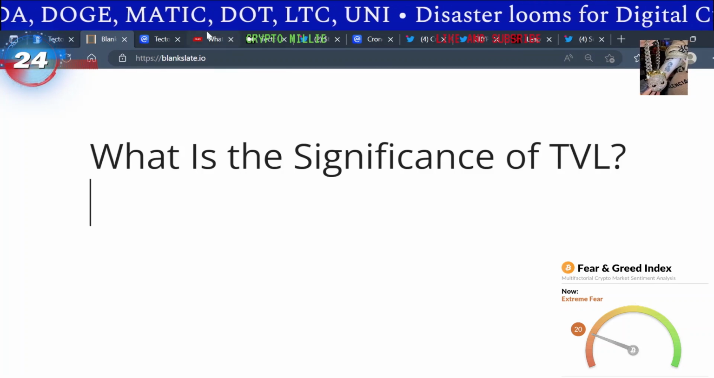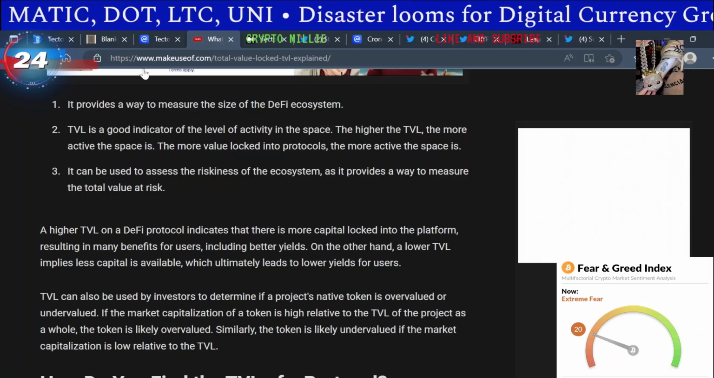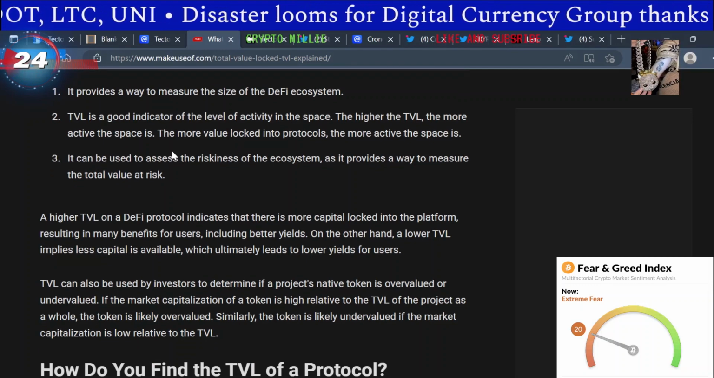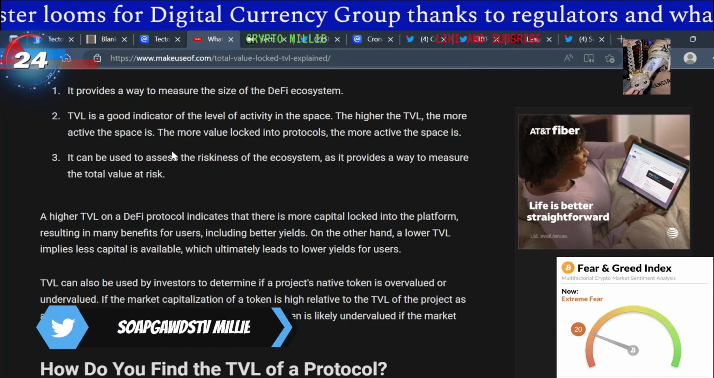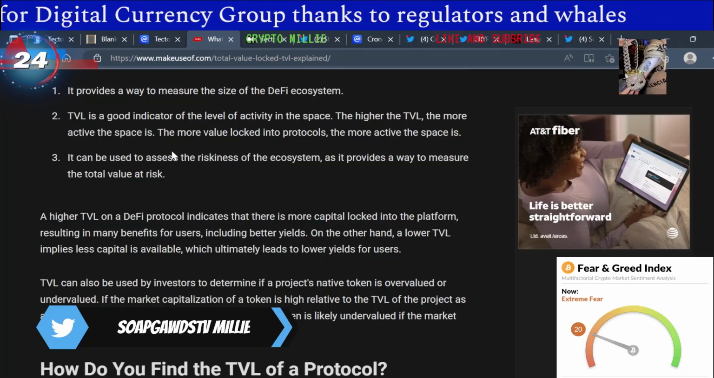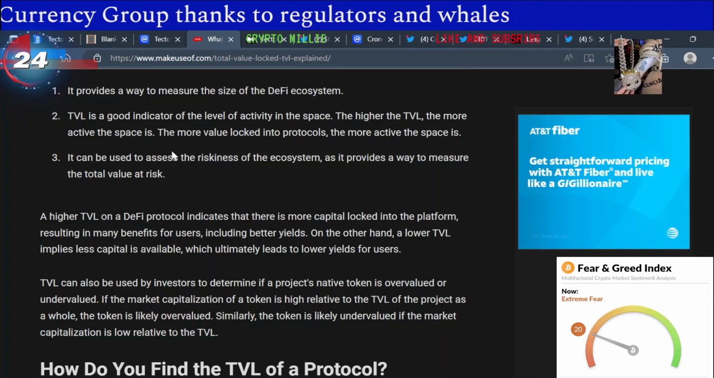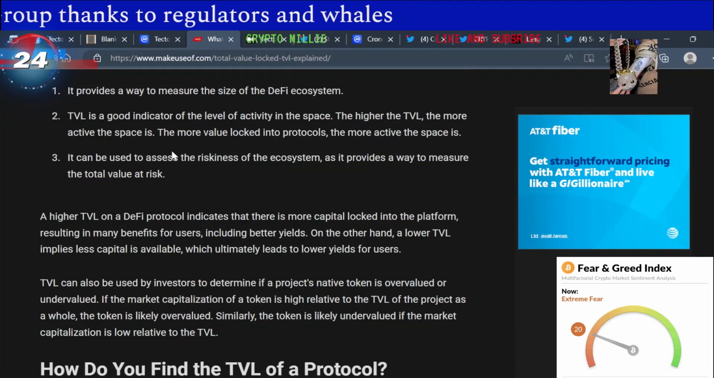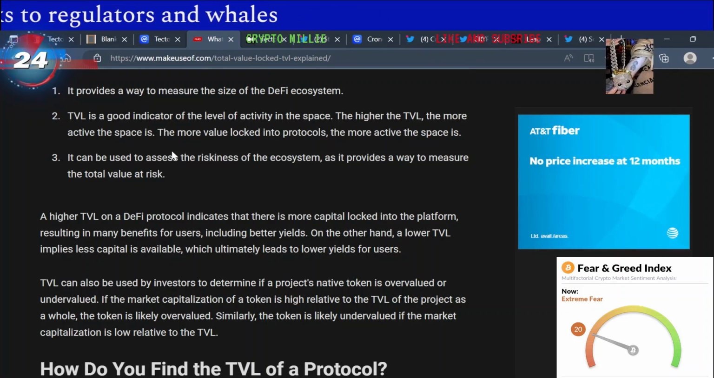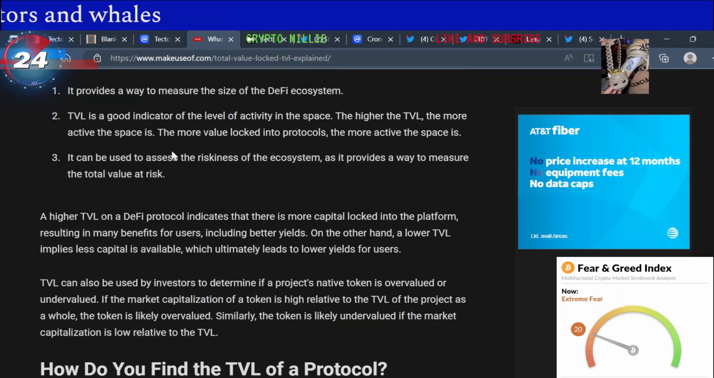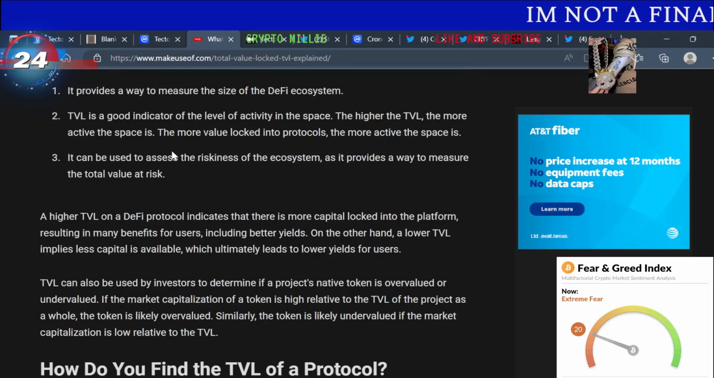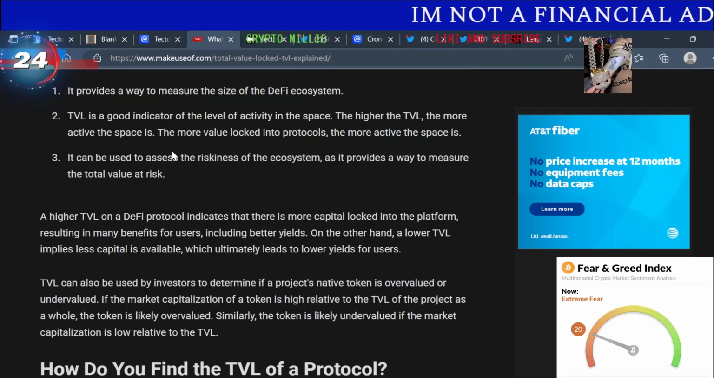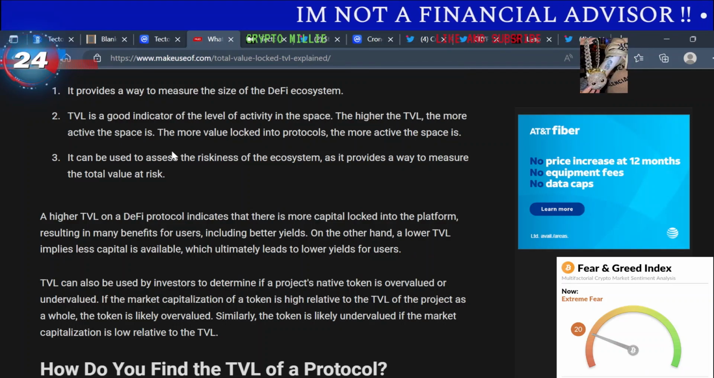But before we actually get into the importance of the TVL, we need to know the significance of a TVL. This comes from makeuseof.com. First and foremost, it provides a way to measure the size of the DeFi ecosystem. Second, TVL is a good indicator of the level of activity in the space. The higher the TVL, the more value locked in the protocols, the more active the space is. Third, it can also be used to assess the riskiness of the ecosystem, as it provides a way to measure the total value at risk.